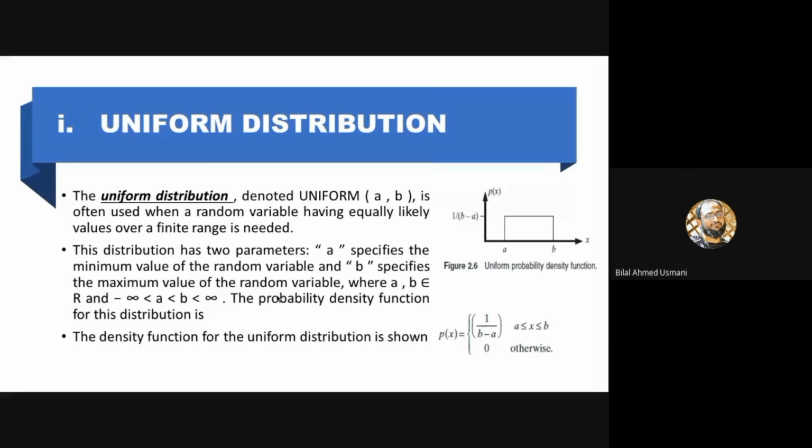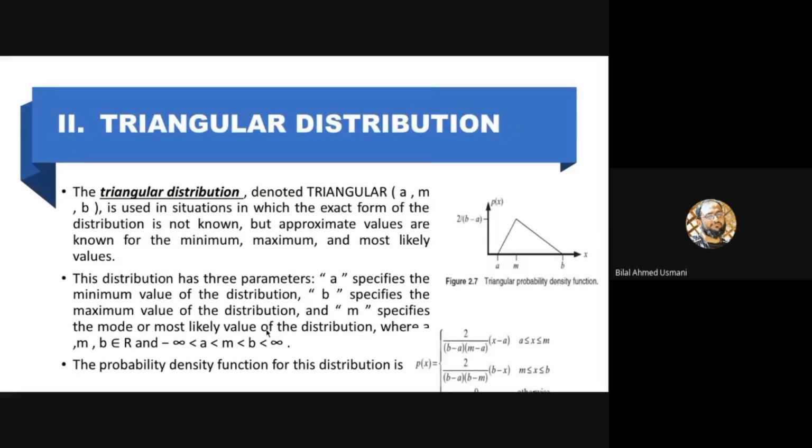How many parameters do we need to properly define a uniform distribution? We only need two parameters, which are a maxima and a minima. So we need a maximum value and a minimum value, and the probability is 1 divided by b minus a. The maximum minus minimum value will give the probability of each and every random variable lying between the minima and the maxima, and the probability is zero otherwise. So this is called the uniform distribution.